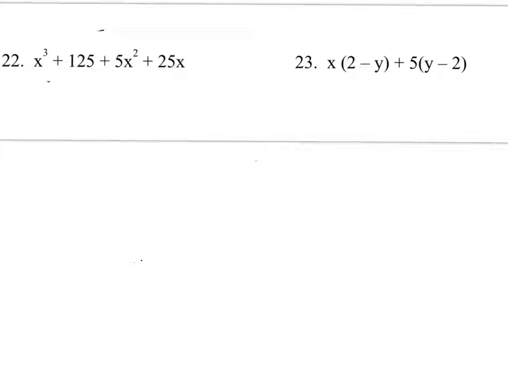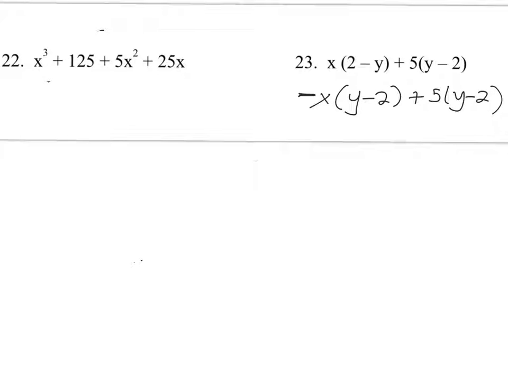Last one. Well, this one looks like it's almost done for us. Okay, we had to factor by grouping. Looks like they pulled out a GCF, but this is 2 minus y, and this is y minus 2. So what I need to do is I need these two to look alike. So what I'm going to do is I am going to make my x negative so that I can change the signs on everything in parentheses. So now my y would be positive, and my 2 would be negative, and I still have 5y minus 2.